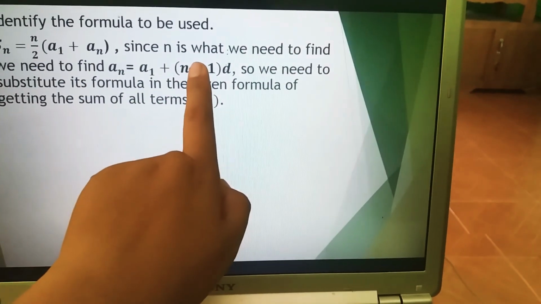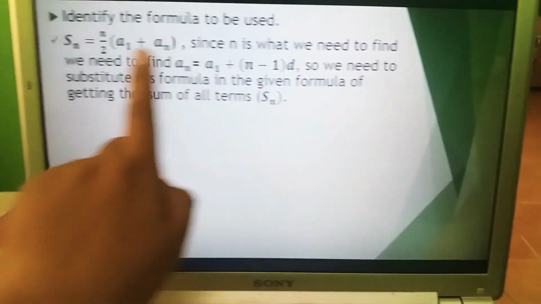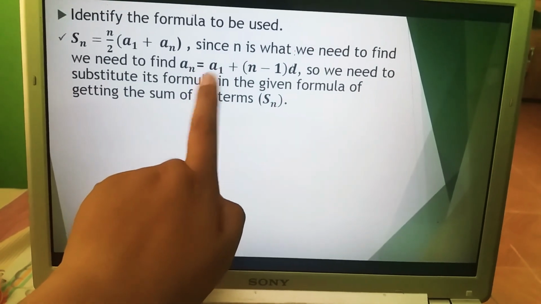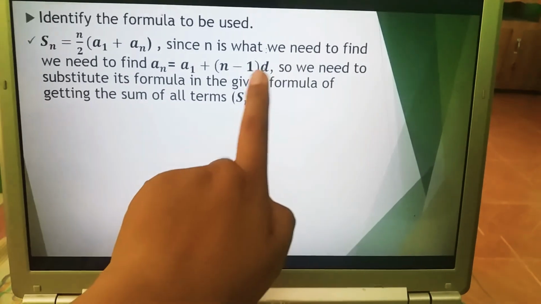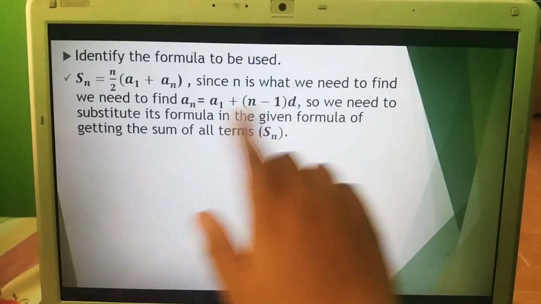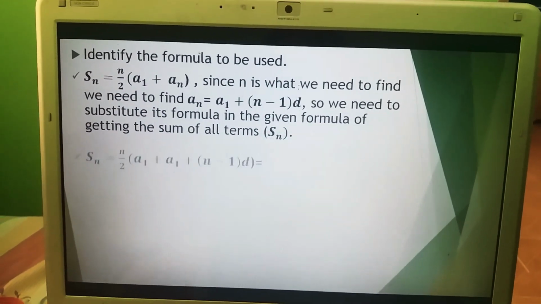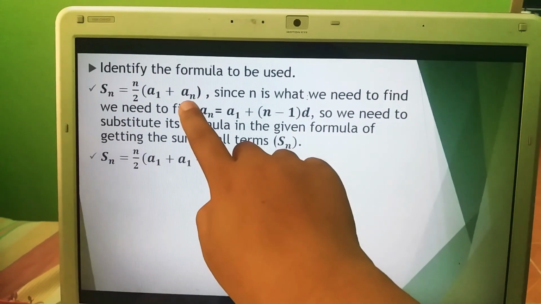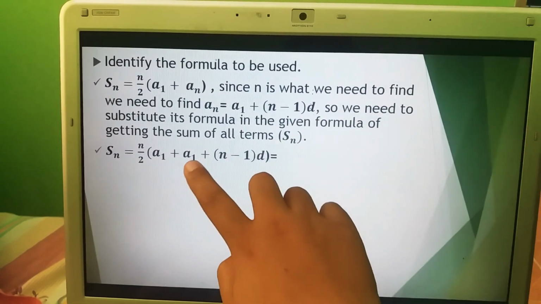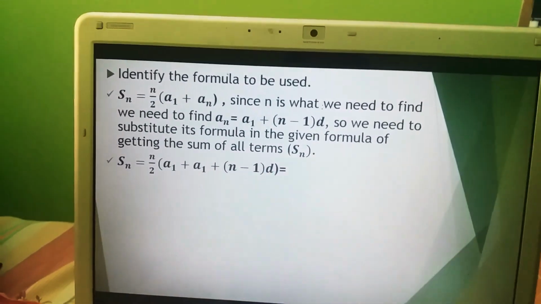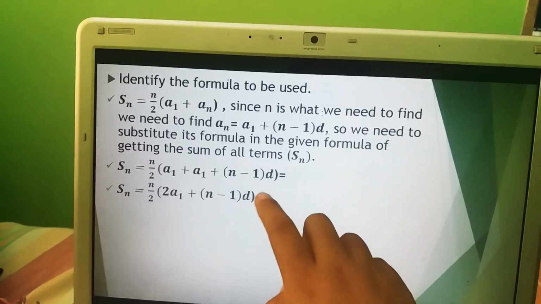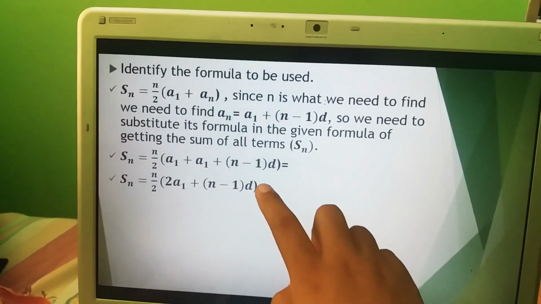Pero, since n is what we need to find, a sub n equals a sub 1 plus n minus 1 times d. So, we need to substitute its formula in the given formula for getting the sum. So, ang mangyayari, magiging ganyan. Ayan. Yung a sub n dito kanina, nilagay natin itong buong to, pinalit natin dito. So, if we are going to simplify that one, we can arrive with this formula. So, ito ang gagamitin natin na formula to solve the problem. Okay?